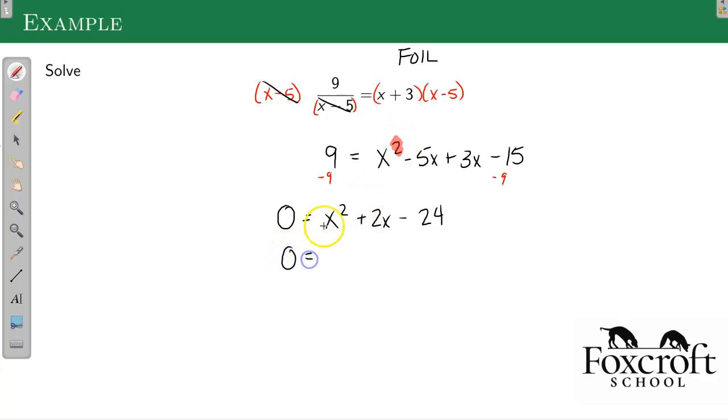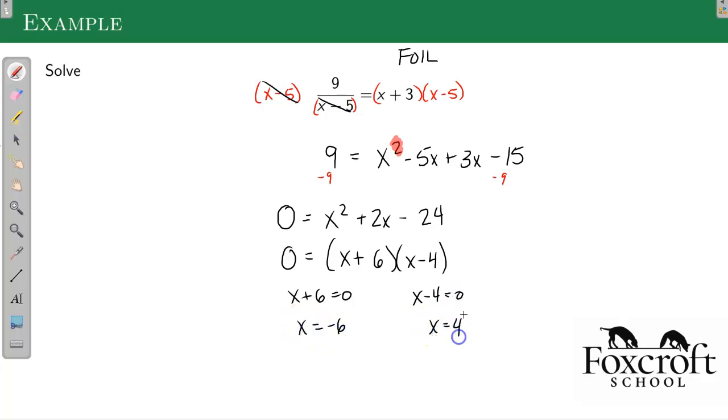I can factor this one quickly because it's the shortcut one, where I can just do x plus 6 times x minus 4. I can set each of these pieces equal to 0. I get x equals negative 6 and x equals positive 4.